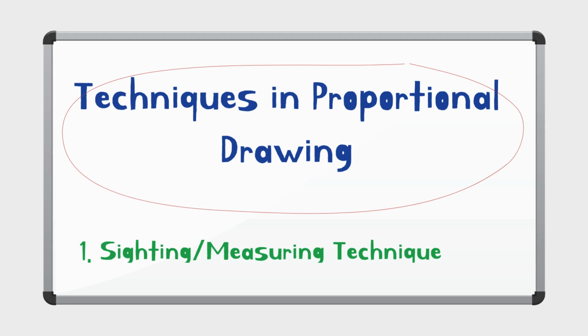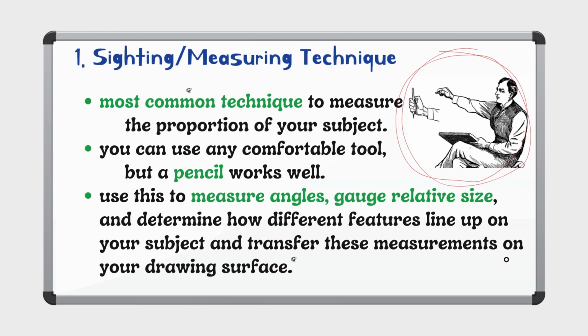Sighting, measuring technique. This is the most common technique to measure the proportion of your subject. You can use any comfortable tool, but a pencil works well. Use this to measure angles, gauge relative size, and determine how different features line up on your subject and transfer these measurements on your drawing surface.